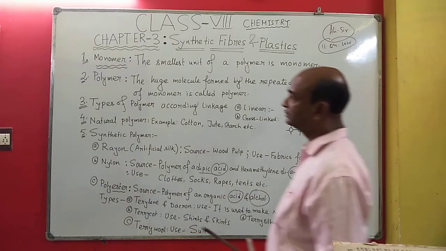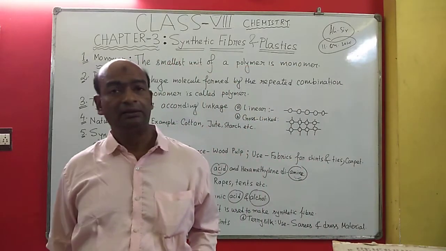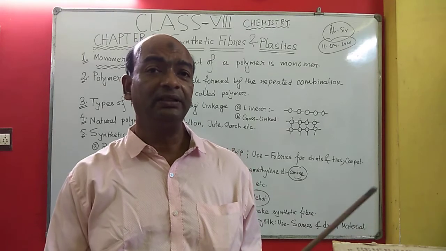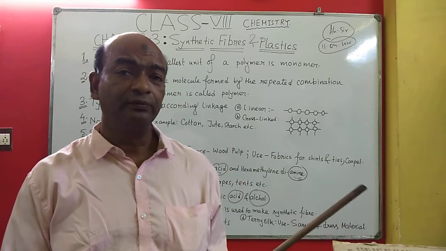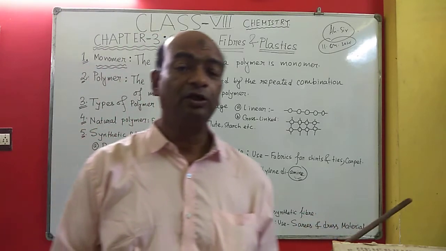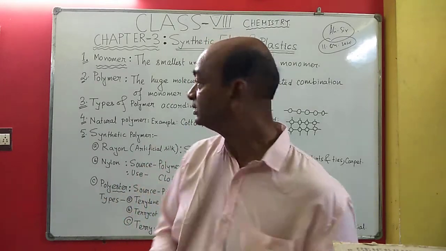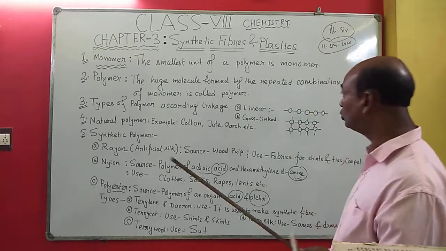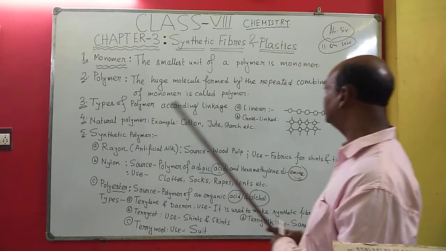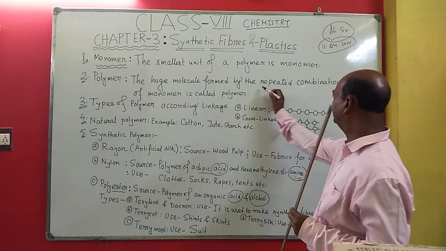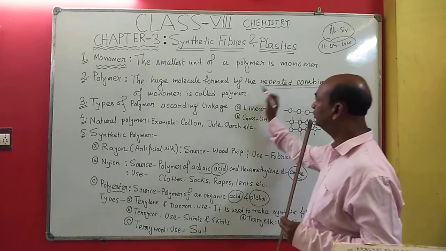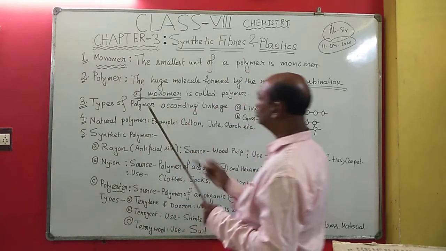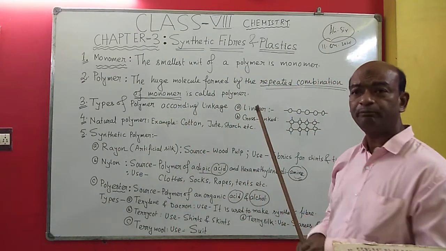So at a glance, we have seen that polymers are nothing but the repeated combination of monomers. Monomers join together to make the polymer.